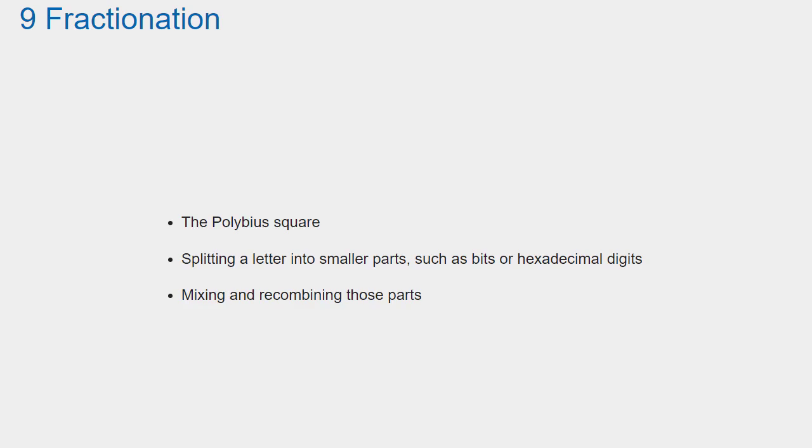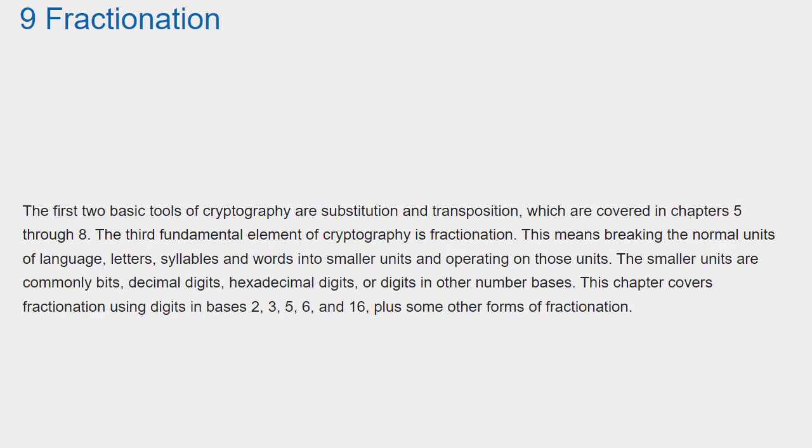Chapter 9. Fractionation. This chapter covers the Polybius square, splitting a letter into smaller parts, such as bits or hexadecimal digits, mixing and recombining those parts.